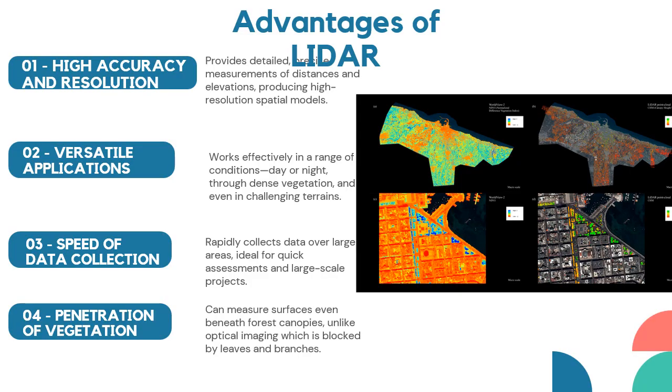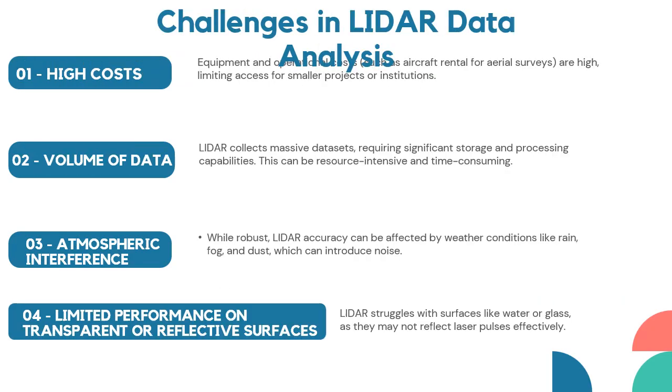Advantages of LiDAR: it has high accuracy and resolution, providing detailed, precise measurements of distance and elevation, producing high resolution spatial models. It has versatile applications, the speed of collection is very high, and it can penetrate vegetation, like forest leaves and a lot more things. It can penetrate those. That's why it helps.